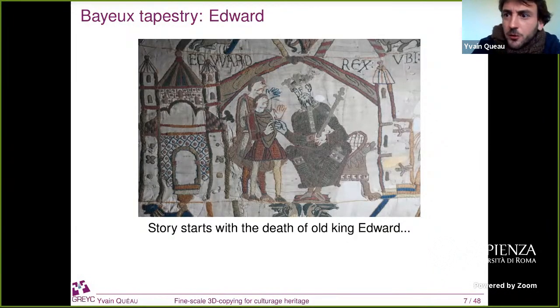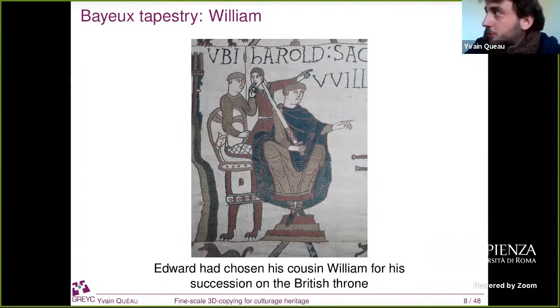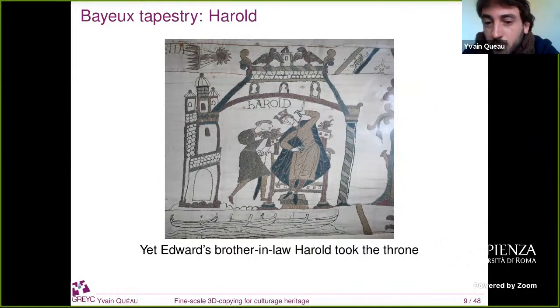So what is the tapestry about? It essentially involves three characters. The first one is King Edward, who was the king of England at the time, and who is dying. Edward wanted his cousin William, Duke of Normandy, to be his successor on the throne of England. William is this character here, which you can recognize by the crown. But there was some trouble because Edward's brother-in-law Harold, who is the character here, took the throne in place of William.